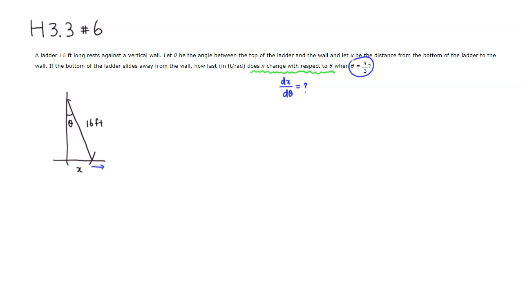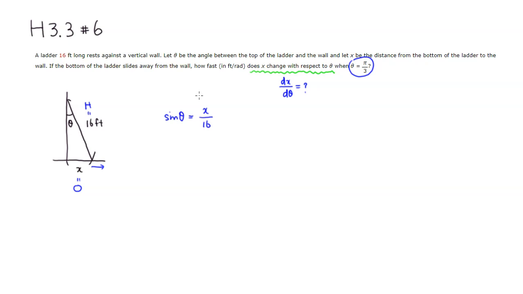So you can see that the angle is theta here. So x is going to be the opposite, and then 16 is the hypotenuse. So the trig ratio that involves the opposite and the hypotenuse is sine. So I'm going to set up an equation. We know that the sine of theta is going to be equal to opposite over hypotenuse, x over 16. So we have that.